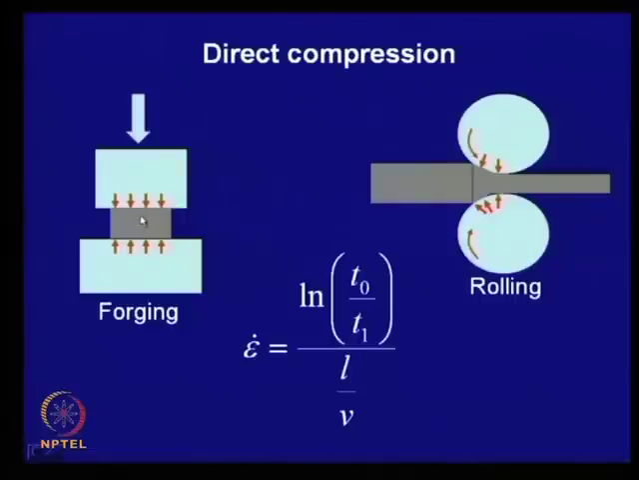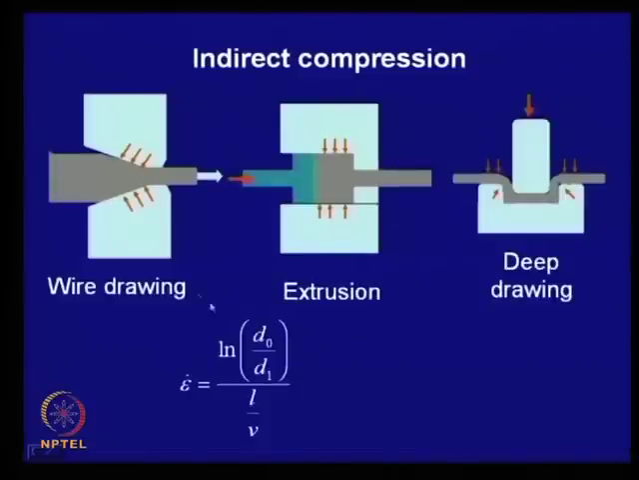Same is here also. The initial thickness is T 0 and the final thickness is T 1. Here also, the length of the job is that over which the deformation is taking place. If the rate at which the product comes out of the rolling mill is a velocity v, then the time it takes to pass through the roll is L over v. Therefore, we can calculate strain rate, and this is quite an important parameter. The same thing is possible to calculate in case of wire drawing as well as extrusion.